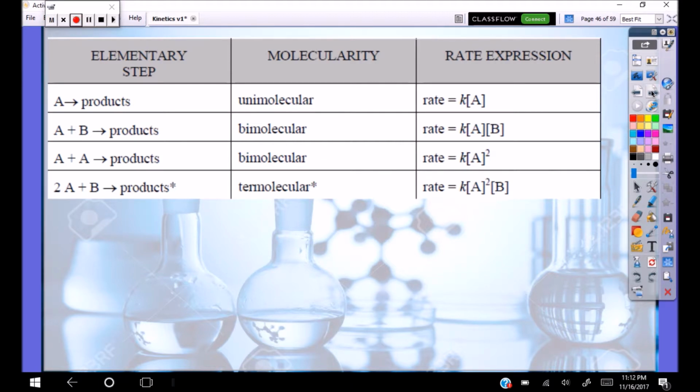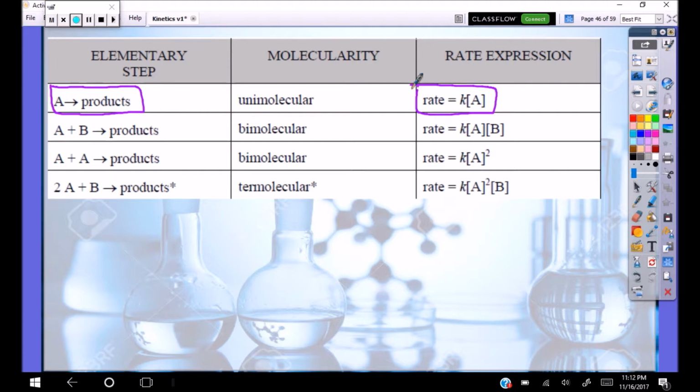So here's a nice table that puts together examples of a generic elementary step and what the rate expression would be. For unimolecular, like I said, it's decomposition. We have one reactant that goes to products. This is first order. The rate is equal to k times the concentration of A.